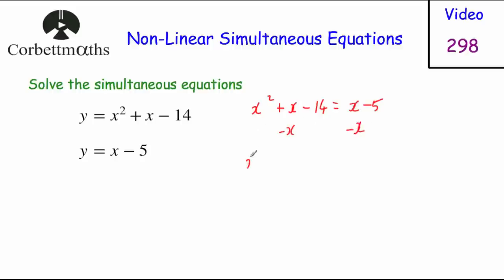So that will leave us with x squared. x take away x is 0, so we've got then minus 14. And on the right-hand side, we had x minus 5. We've taken away the x, so we're just going to be left with minus 5. Next, we want this quadratic to equal 0, so let's add 5 to both sides of this equation. So let's add 5 and add 5. And that will give us x squared, and then we've got minus 14 plus 5. Well, minus 14 plus 5 is going to be minus 9. And that's equal to, well, minus 5 plus 5 is 0. So we've got x squared minus 9 equals 0.